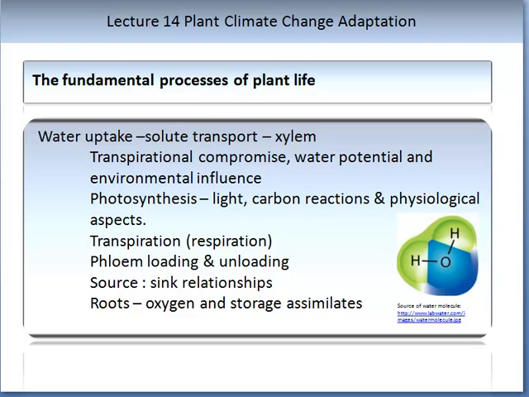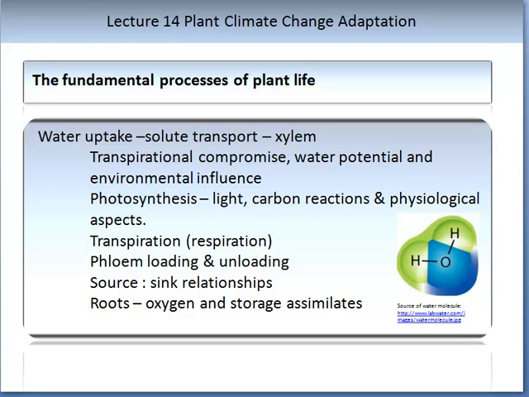So, what are the fundamental processes of plant life? Let's start by defining these, and then we can examine how they may be impacted in climate change. When we think of water uptake, we think of solute transport, which occurs in the xylem vessels. We may also think about transpirational compromise, water potential, and the environmental influence on these processes.